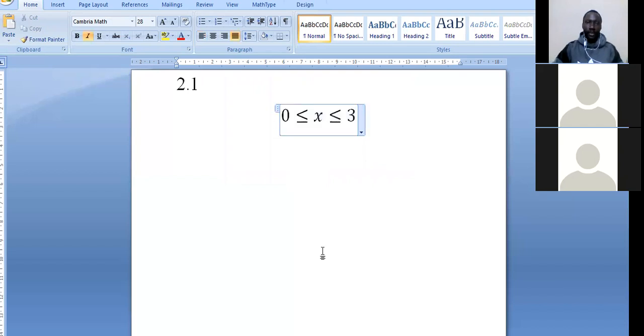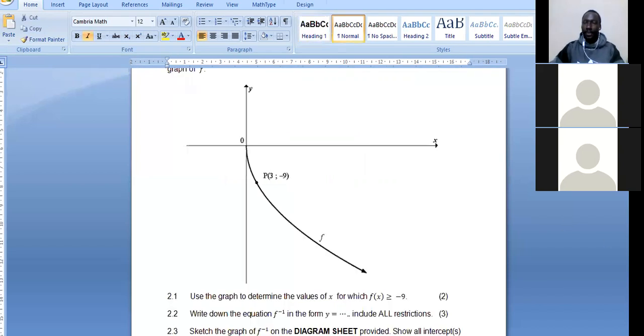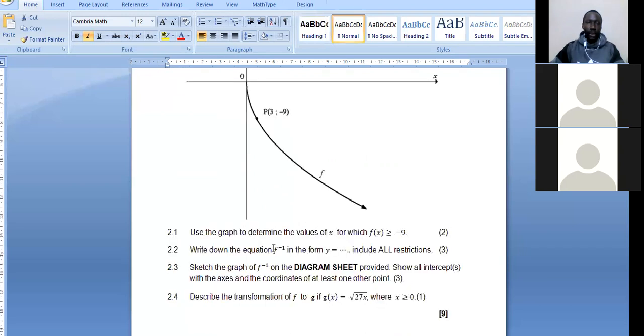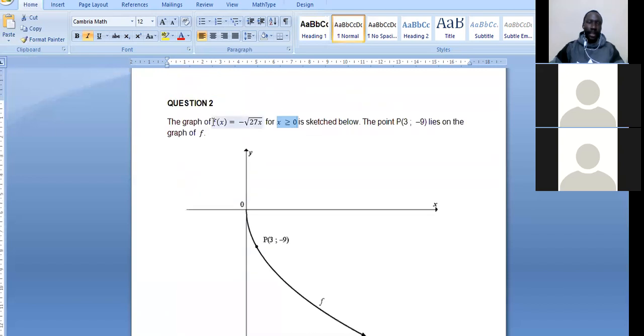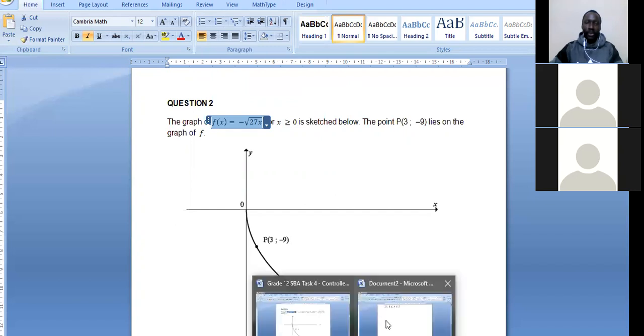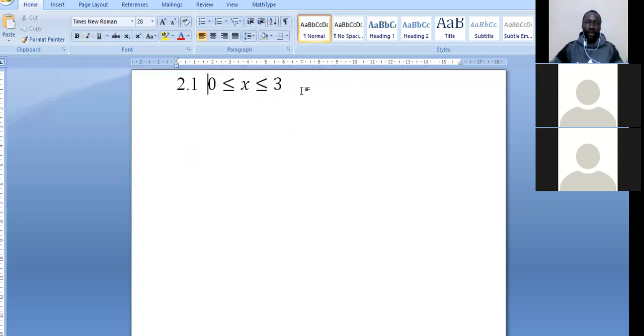So yes, this is our value for 2.1. The next question is 2.2. Let's check through right away. So for 2.2, we are supposed to write down the equation of the inverse function f in the form y equals to that value. All right, so let's see how we are going to get started for this question. Now we have been given that f of x is this function defined by negative square root of 27x. Let's copy this before we begin to discuss the inverse function.